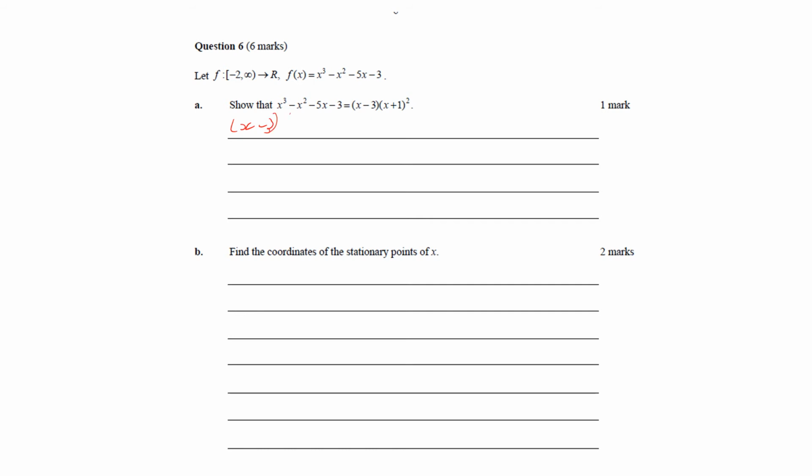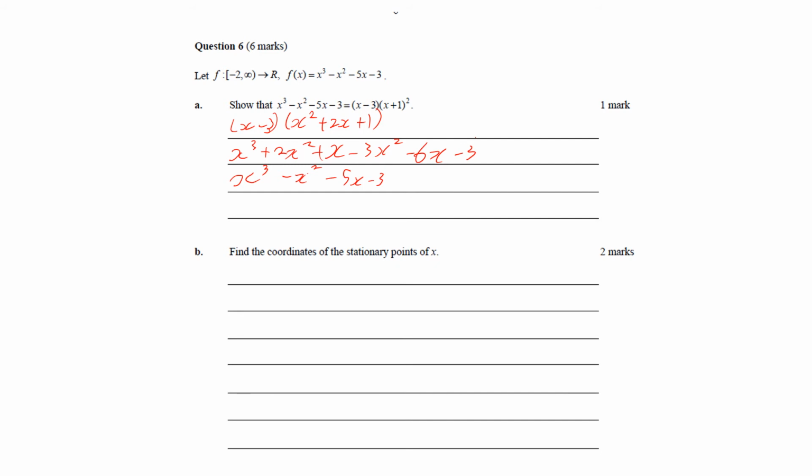x minus 3 here. And x plus 1 squared becomes x squared plus 2x plus 1. And then if we keep expanding this out, we'll get x cubed plus 2x squared plus x minus 3x squared minus 6x minus 3. And then if we just clean this up a bit, we get, like it wanted us to get, x cubed minus x squared minus 5x minus 3. Perfect. Way easier, right? So there's a nicer, easier way to do it.